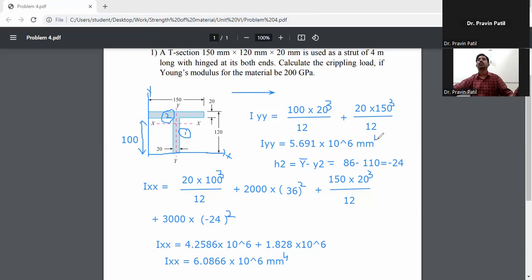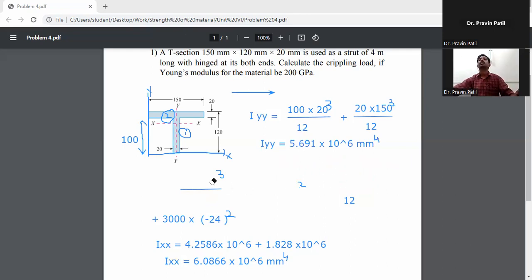This one is Ixx and this one is Iyy. So whichever value is less, that we will take as I. Iyy is less than Ixx, so Iyy is equal to I.